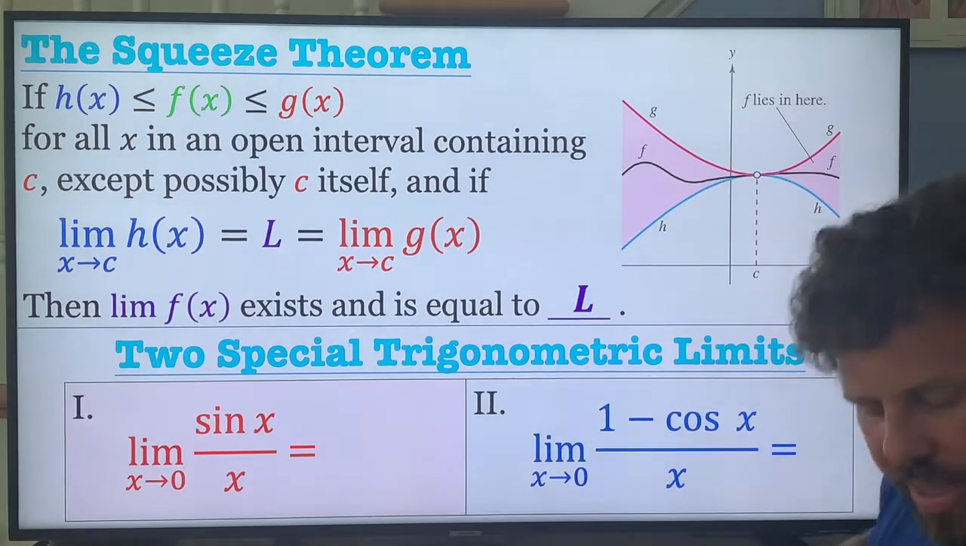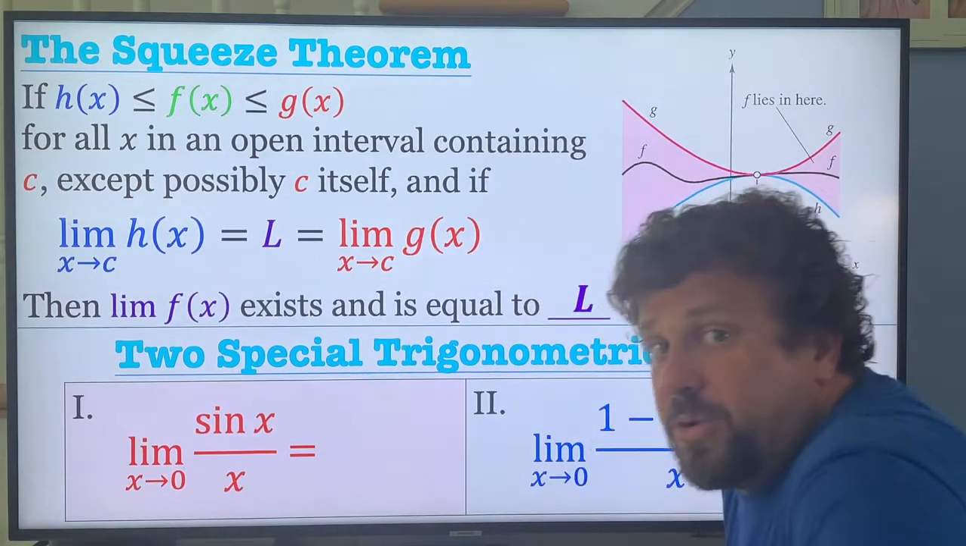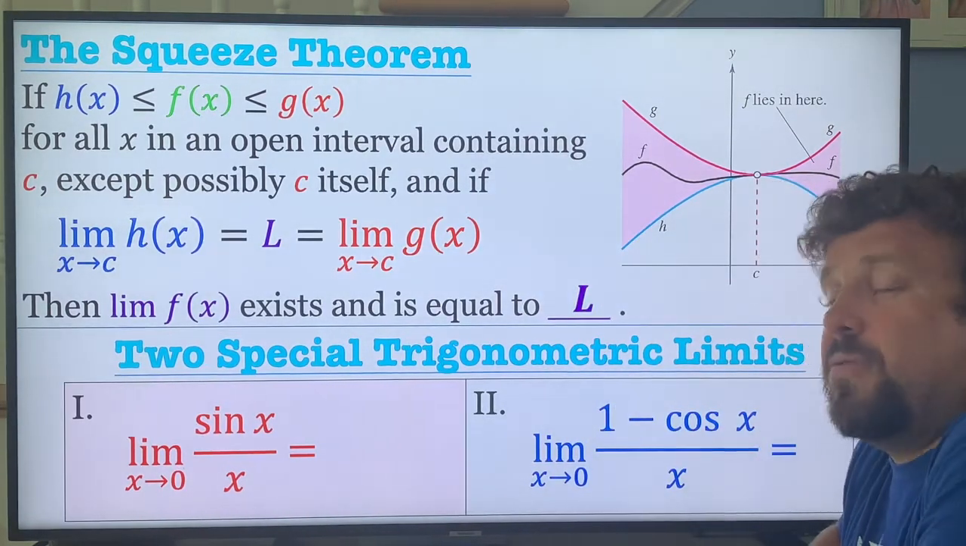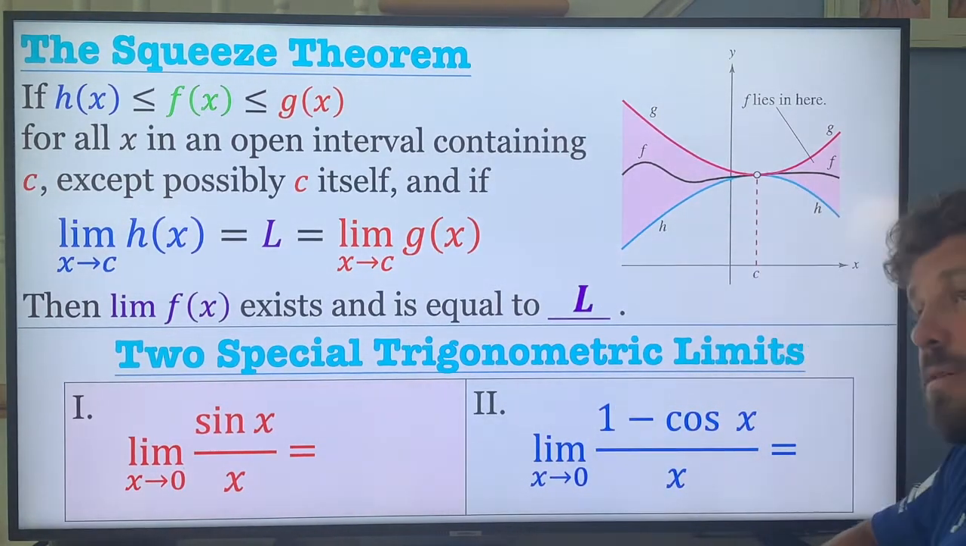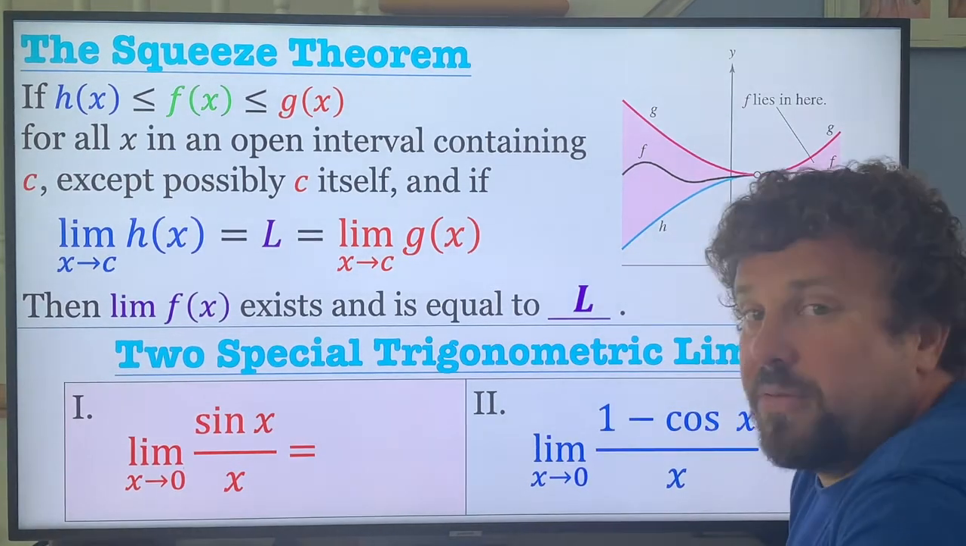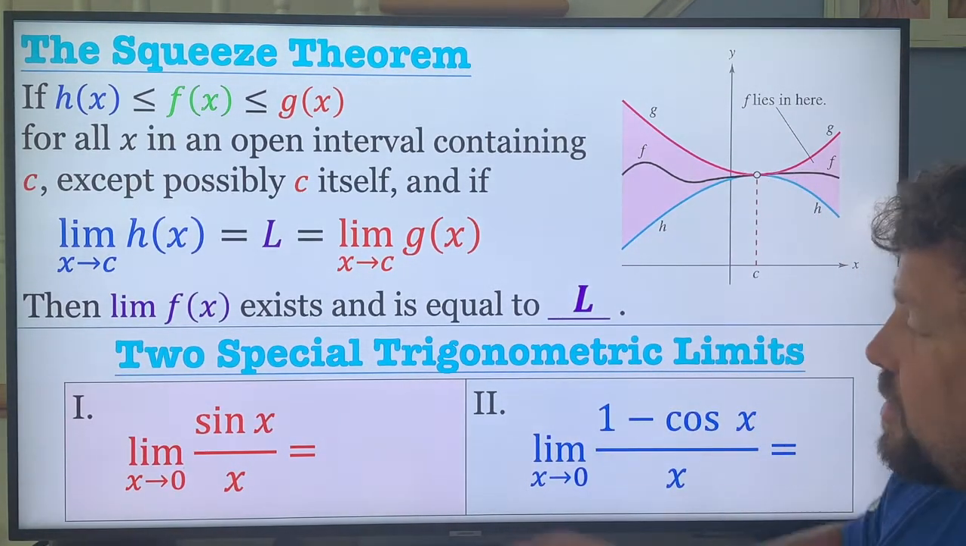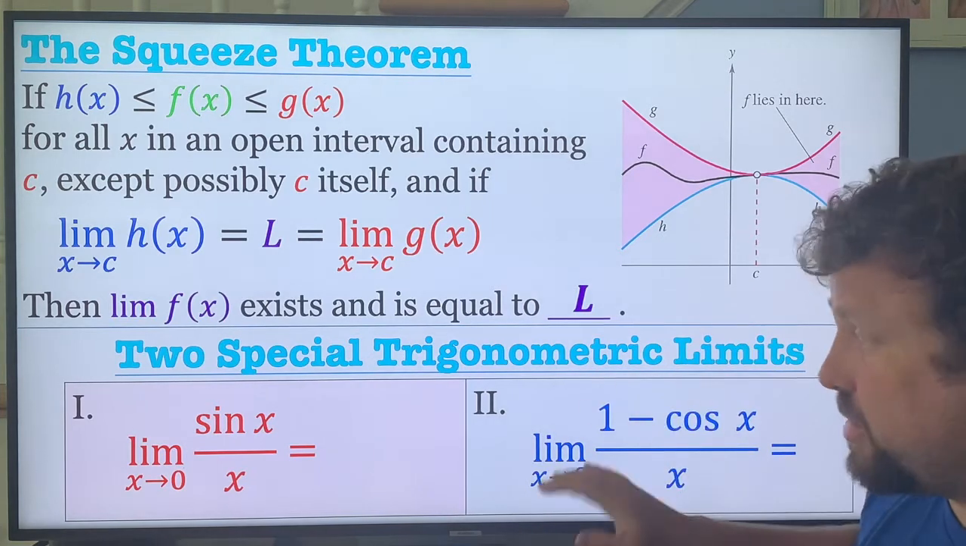Now there is a big, long proof on how this works. I've tried to teach it for many years and everyone falls asleep, zones out. I get bored of it myself. Let me just explain to you how it works. You can always look this up online if you're really interested in it.